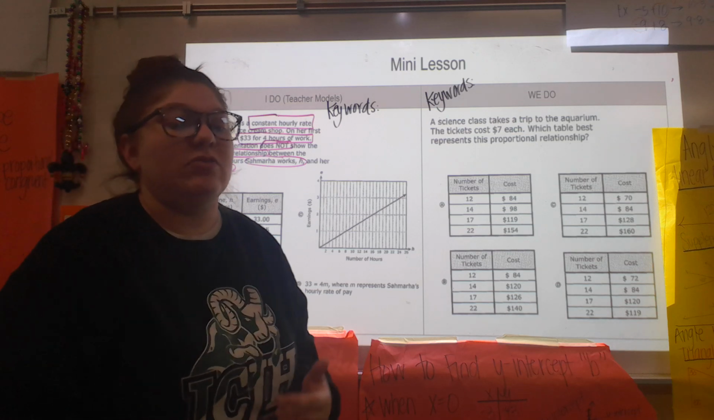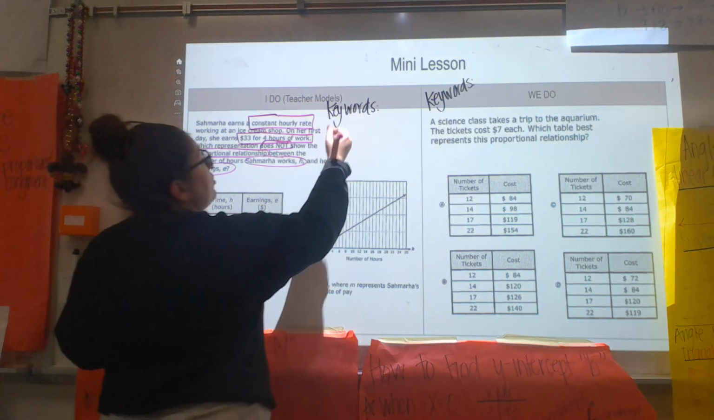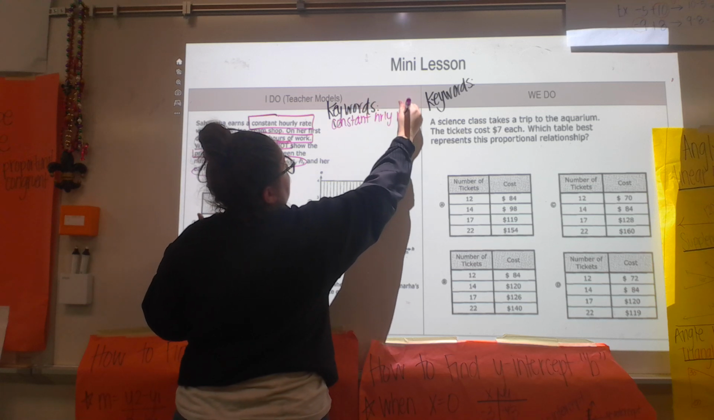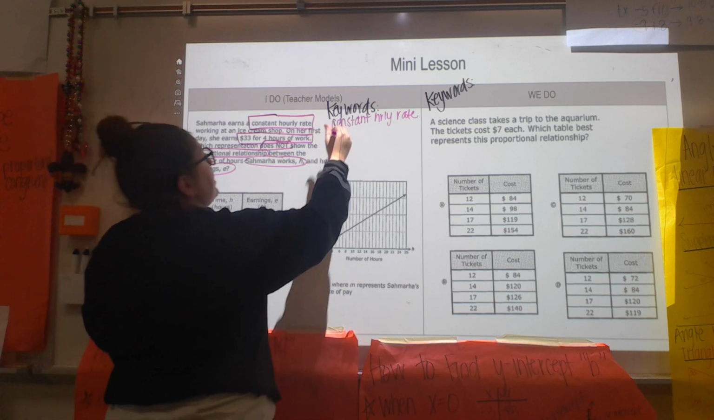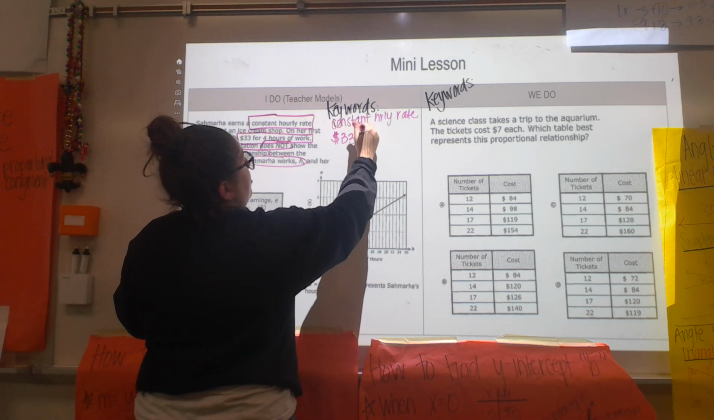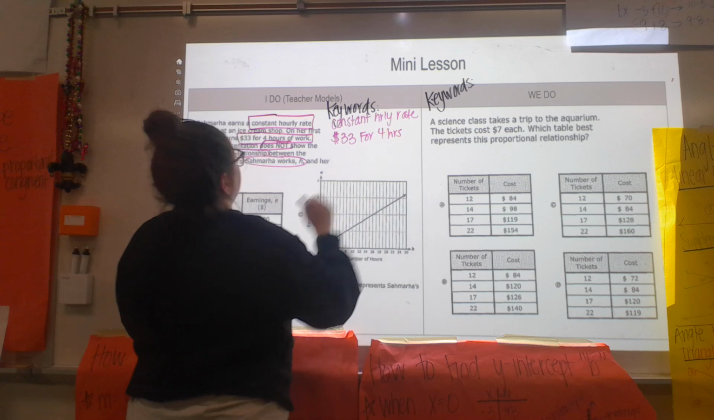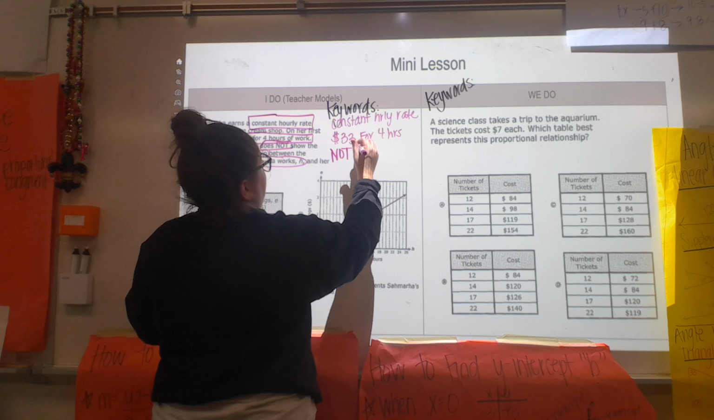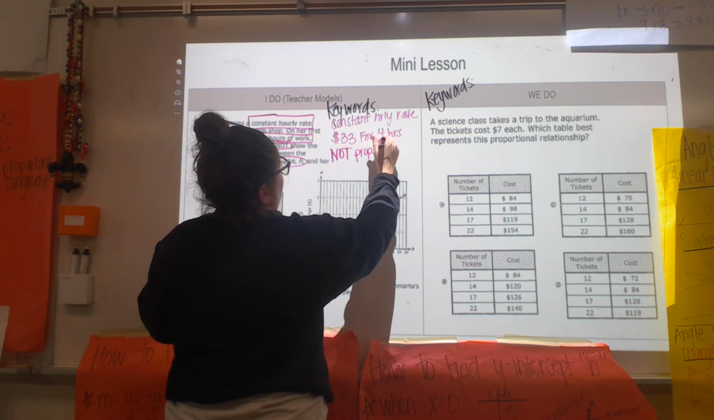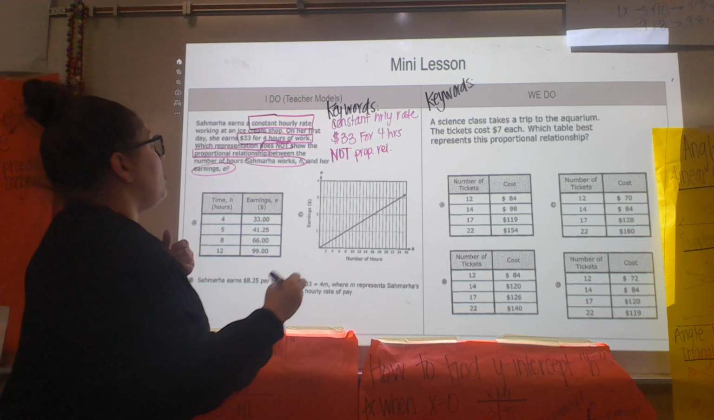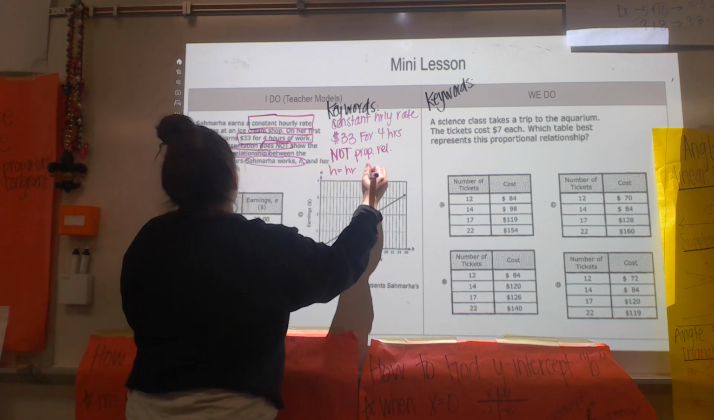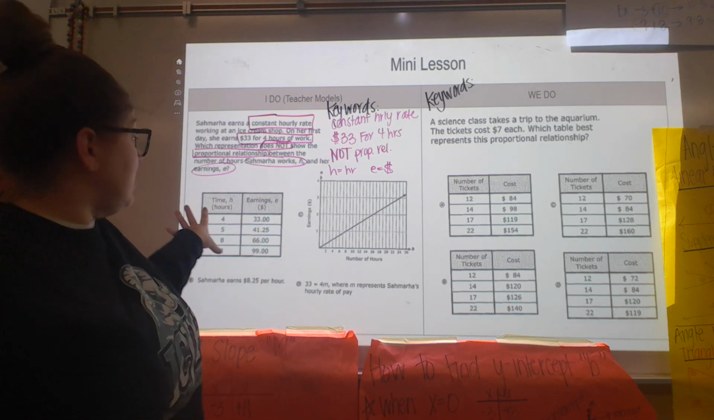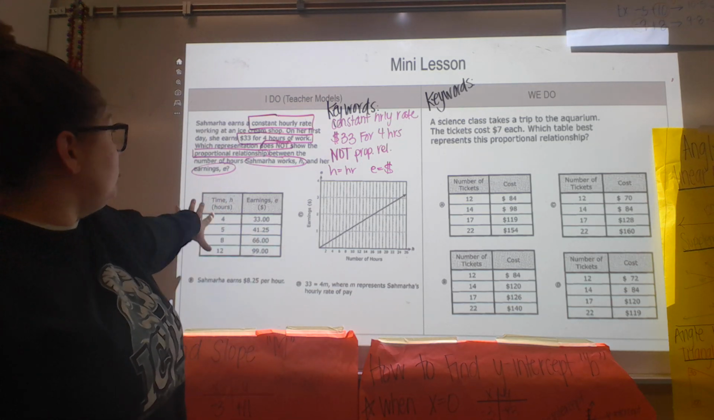Let's pick out our keywords. We know that we have a constant hourly rate. We know that it's $33 for 4 hours. And we know that we're looking for what is not a proportional relationship. We know that H equals hours and E equals earnings. So let's go ahead and check it out.